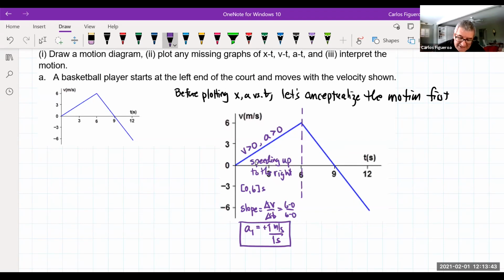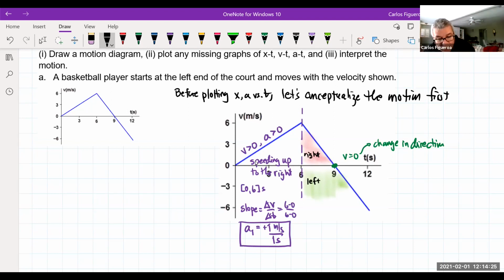Now, when you look at the second piece, the thing that really sticks out to me is that at 9 seconds, I know the speed is 0. If the speed is 0, that means there's a change in direction. Remember what we said before: anything that's positive like this is going to the right. Anything that's negative down here means you must be moving to the left.